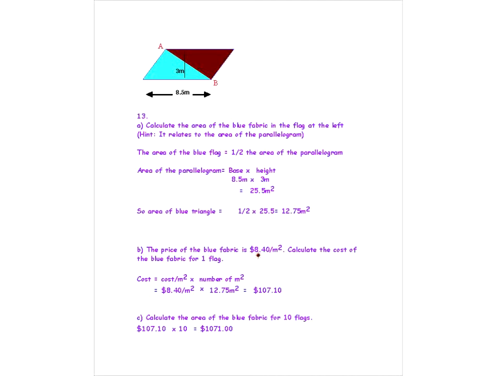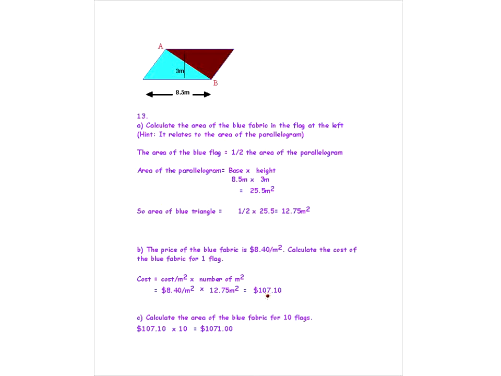Part B says the price of the blue fabric is $8.40 per meter squared. So for every meter squared, we multiply $8.40. How many meters squared do we have? We have 12.75 of them. So we multiply 12.75 times 8.4. That's going to give us the cost of the blue fabric. So we multiply this cost per meter squared times the number of meters squared, we get $107.10. That's the cost of the blue fabric. All right, for one flag, right?